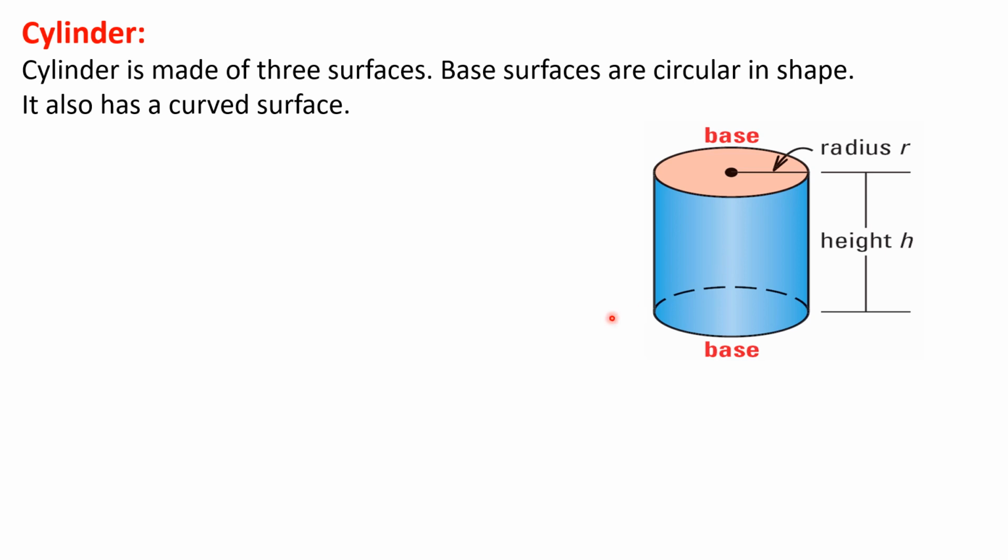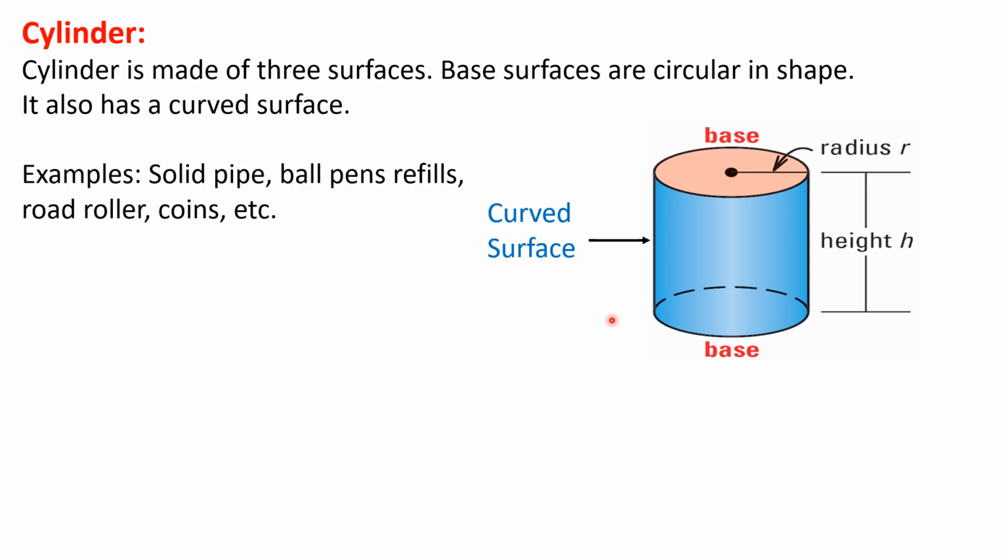Now a few examples of cylinder. See, I've shown with an arrow, this is the curved surface. A few examples of cylinder, students, are solid pipe, ball pen refills, road roller, coins, etc. These are a few examples of cylinder.